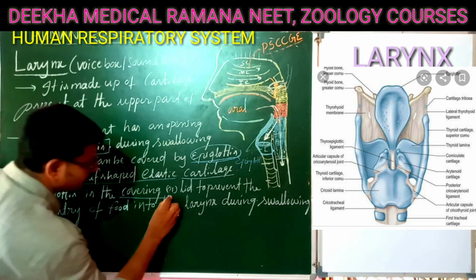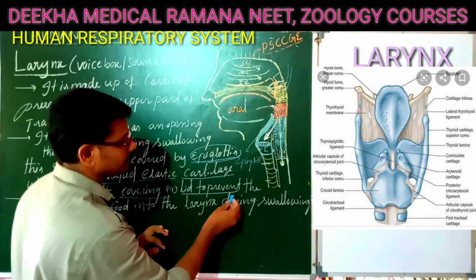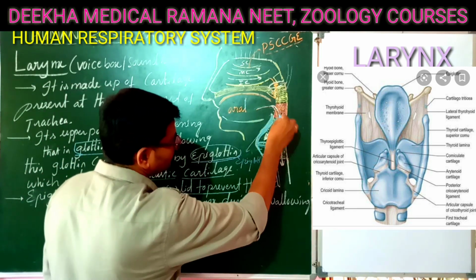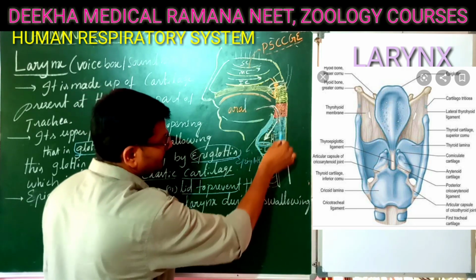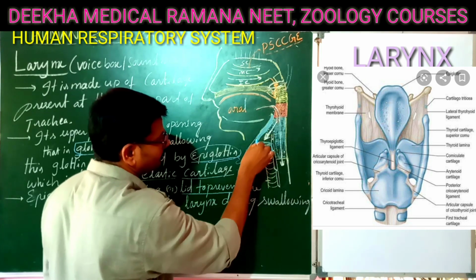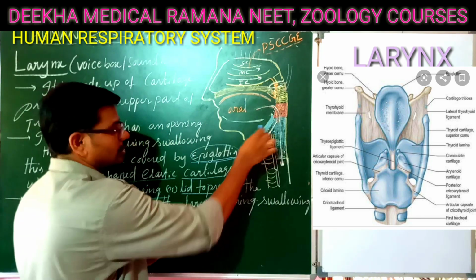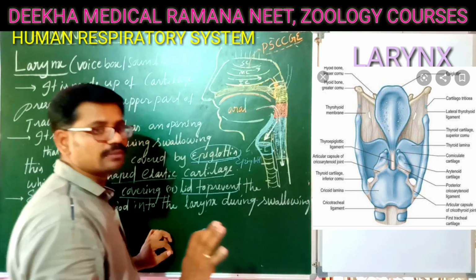Epiglottis is a covering or lid to prevent the entry of food into the larynx during swallowing. When you swallow, the food should not enter into the larynx, right? It should enter into the food pipe. So it is prevented by this lid-like structure. This lid plays a very important role. It is controlled by the autonomic nervous system. Okay, now automatically it will be moved, right?